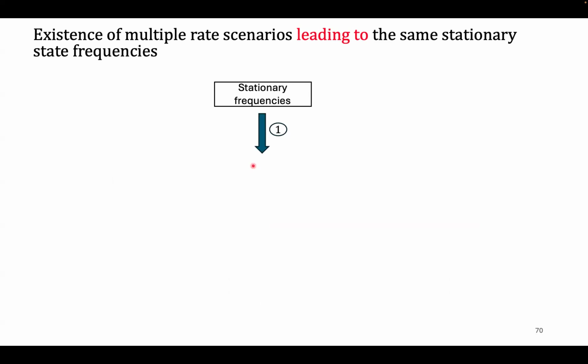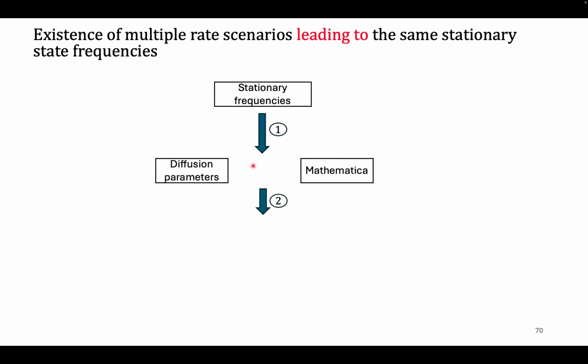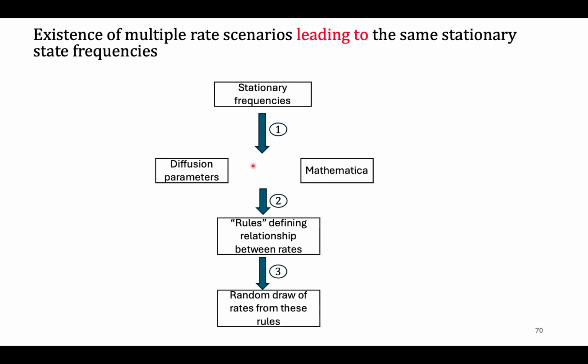So just as a summary, you start with the stationary frequencies, things that you observe in the present, and you have some models, the diffusion models. From this model, you get the rules that basically describe the relationship between rates in your model. If you have these rules, you can basically perform random draws from these rules to get the rate values from that model.